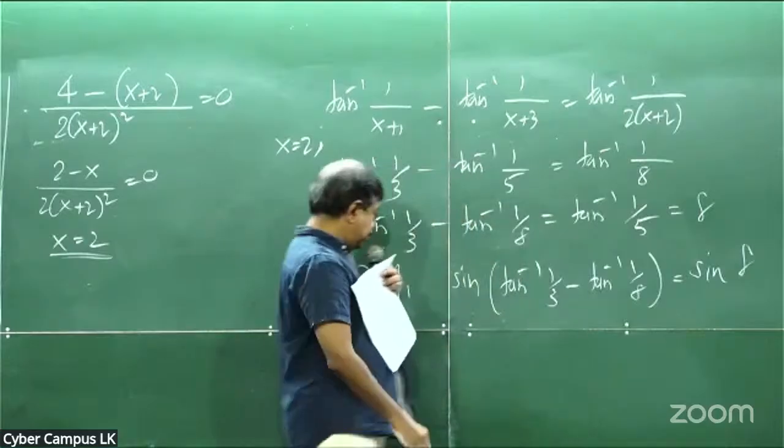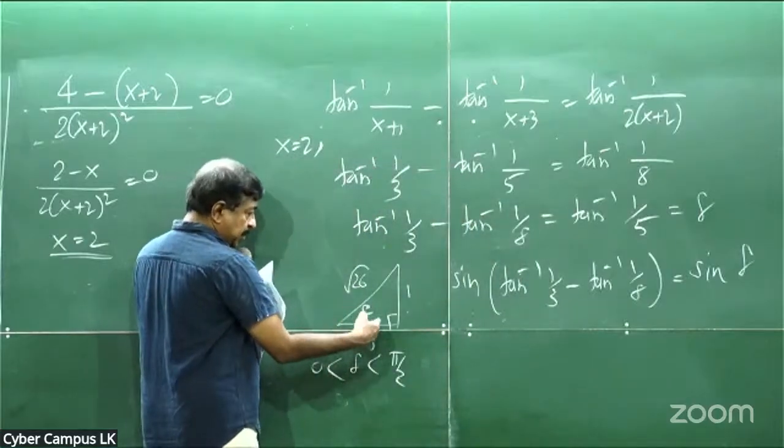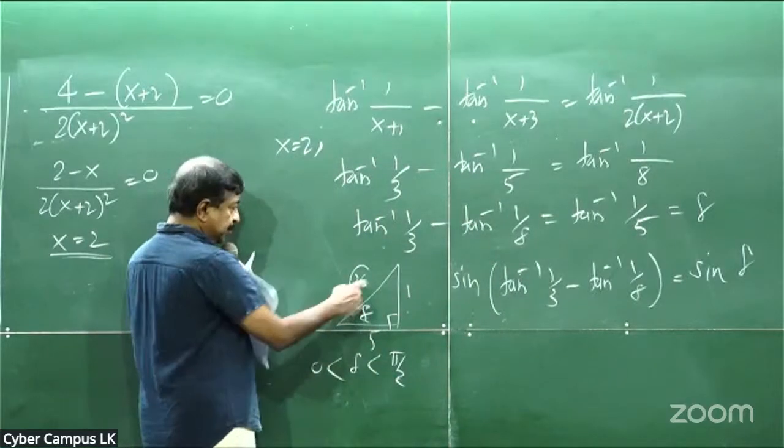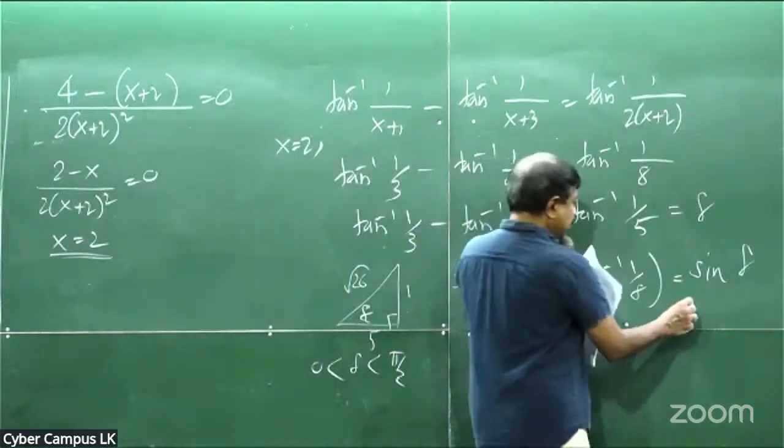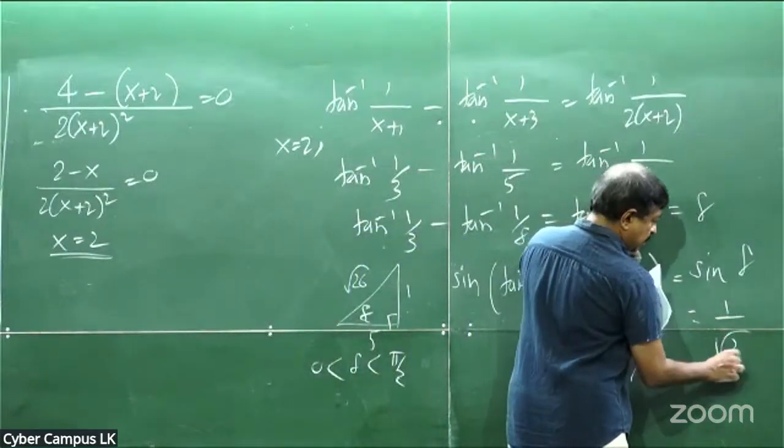Now, sine of this, sine delta. You know what sine delta is? Opposite to hypotenuse. 1 over square root 26.